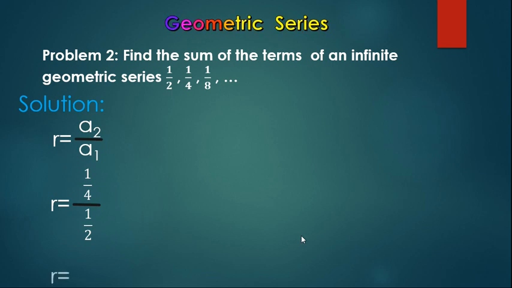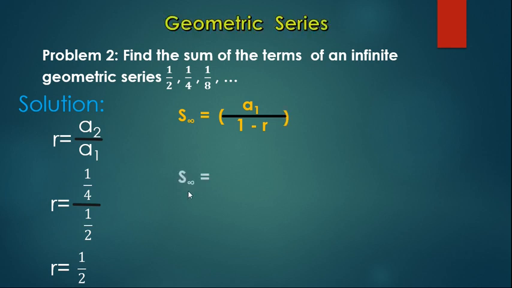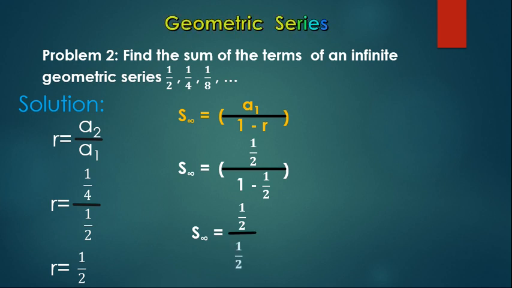So let us check if our answer is correct. Again, our common ratio is 1/2. Now, using the formula for S infinity, we have a sub 1 over 1 minus r. Substituting, S infinity, our a sub 1 is 1 half, over 1 minus 1 half. So, class, 1 minus 1 half is equal to, of course, 1 half. So, 1 half over 1 half.